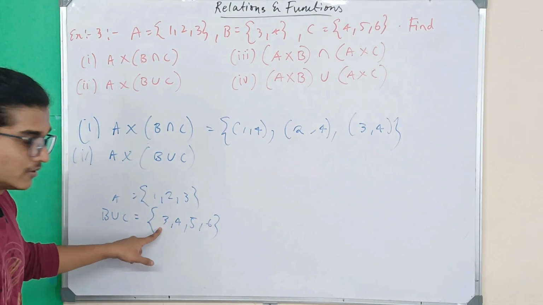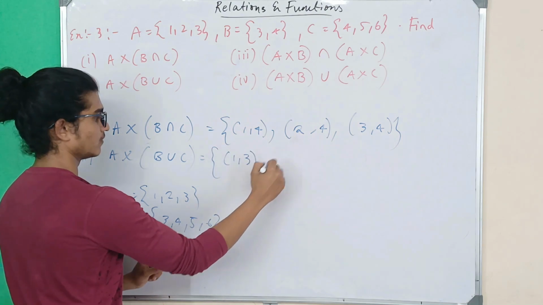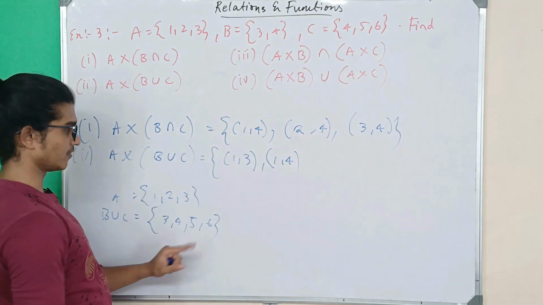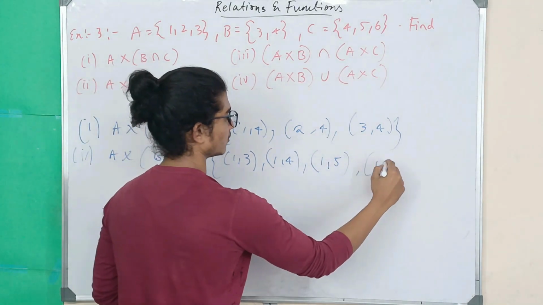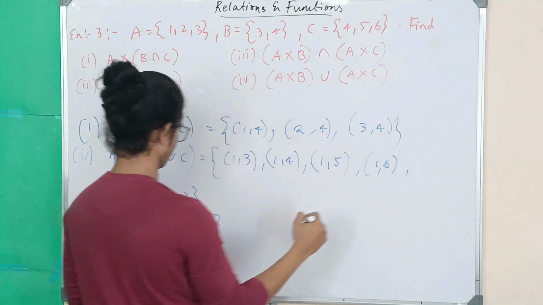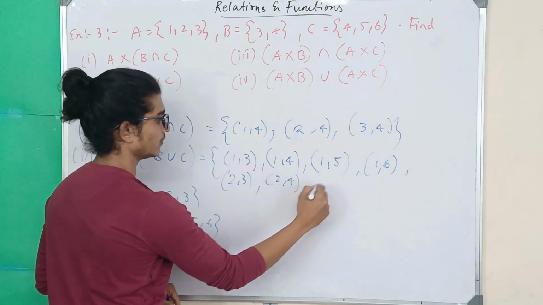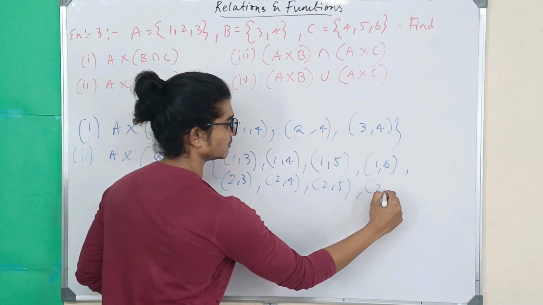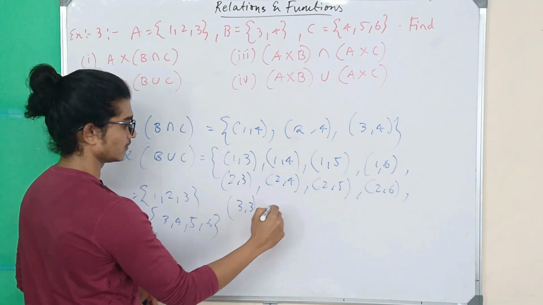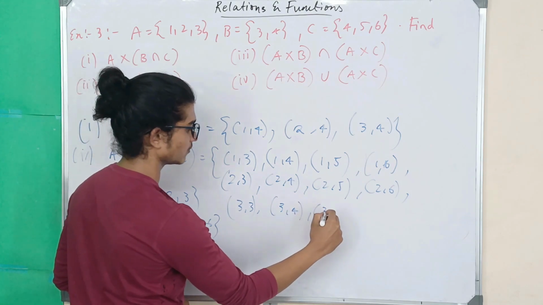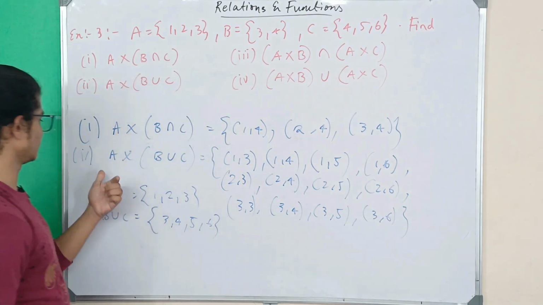So 1 comma 3, the first element. So 1 comma 3, 1 comma 4, 1 comma 4, 1 comma 5, 1 comma 5, 1 comma 6, 1 comma 6, and then you have 2 comma 3, 2 comma 3, 2 comma 4, 2 comma 5, 2 comma 6, and then you have 3 comma 3, 3 comma 4, 3 comma 5, 3 comma 6. So this is the answer for the second one.